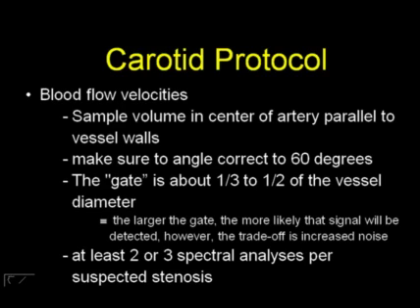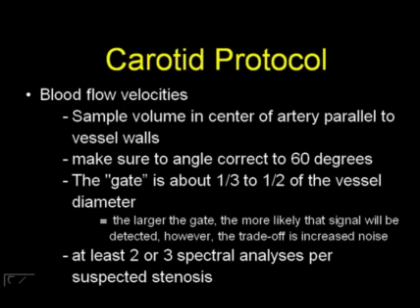In terms of the sample volume gate, which is the width of the gate, you want to be about 1/3 to 1/2 of the vessel diameter. Keep in mind that the larger the size of the gate, the more likely that the signal will be detected. However, there is a trade-off in terms of eliciting increased noise within that sample. So I think it's appropriate to open up that sample volume wide when you're searching for the highest velocity within the stenosis, but once you find it, you can probably decrease it a little bit to decrease the amount of background noise within that spectral waveform.